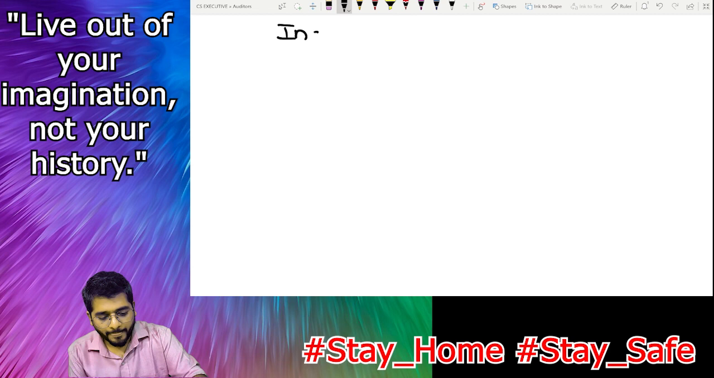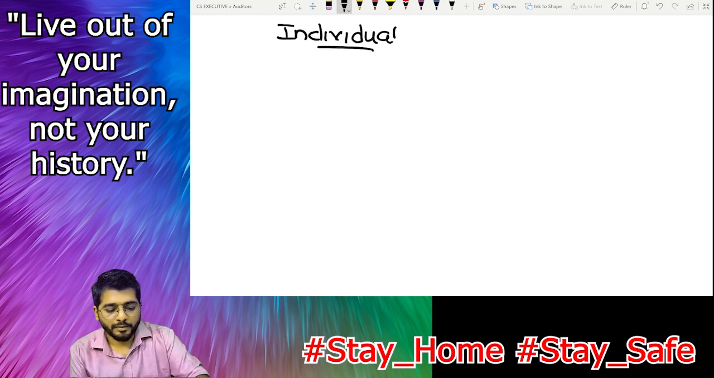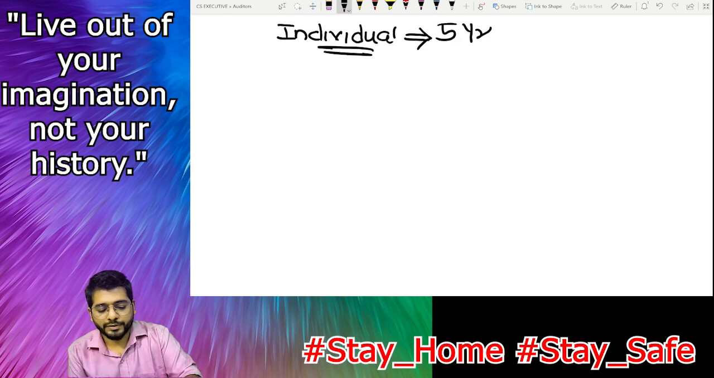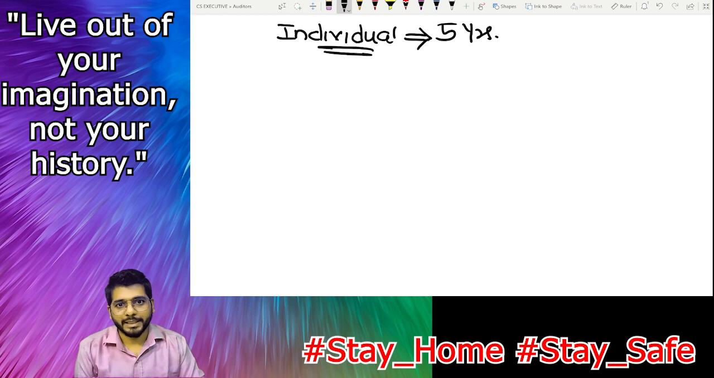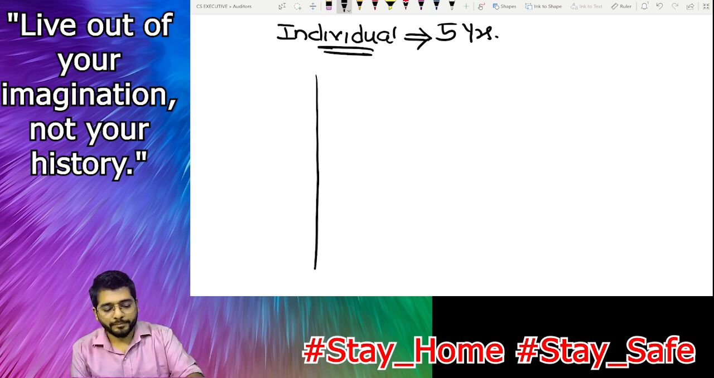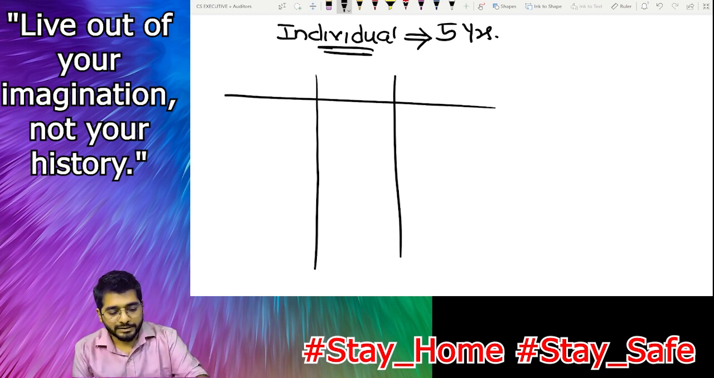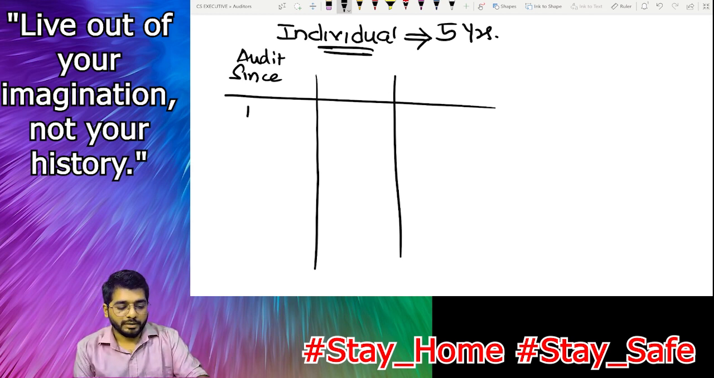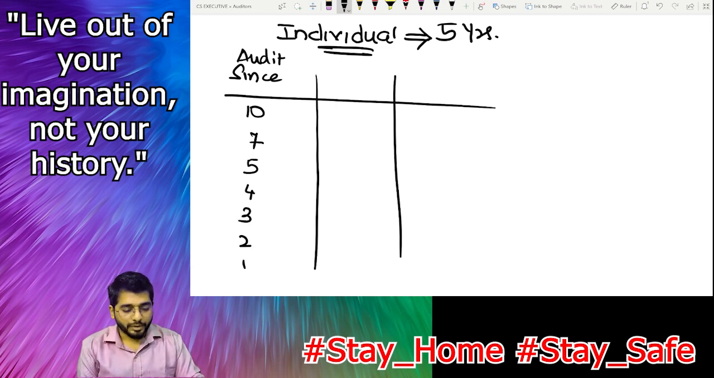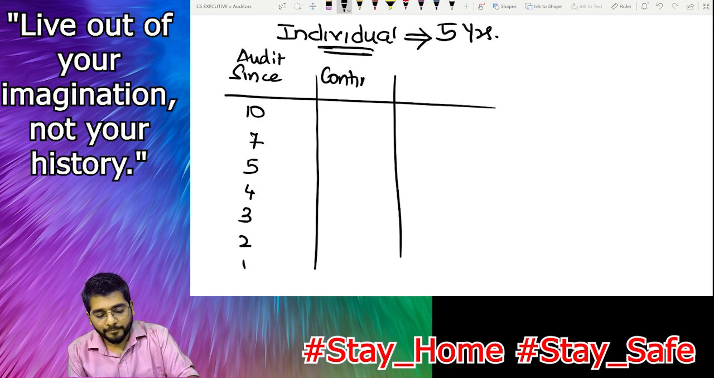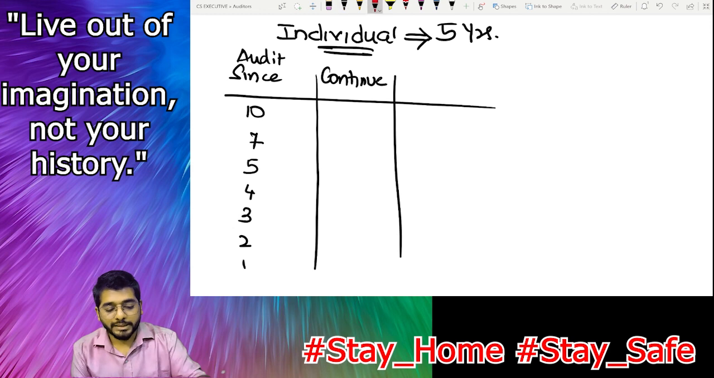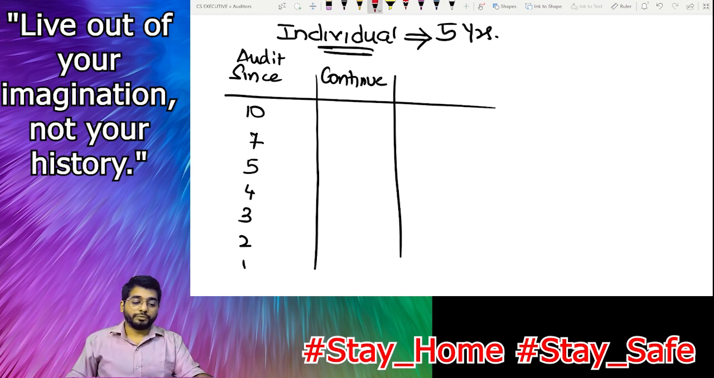I am an individual. Okay, my term will be how much? 5 years as per the provisions of the new Companies Act. So suppose I am doing the audit of any company since, say, 10 years, or another example 7 years, another example 5 years, another example 4 years, 3 years, 2 years, or 1 year. Understood? So can I still continue in this company as an auditor? Yes or no? They are saying if you are already doing the audit of this company, you are an individual already doing it since the last 10 years.